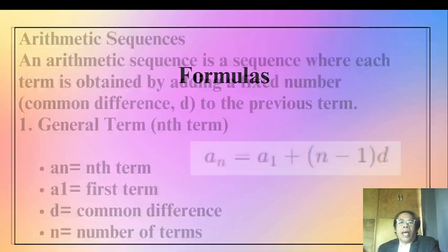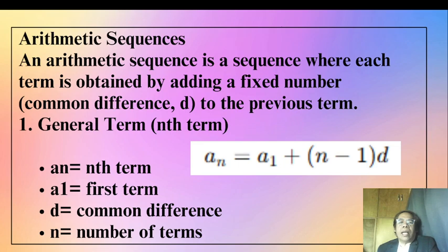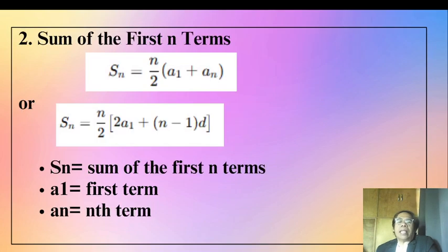Formulas. We have the arithmetic sequence. An arithmetic sequence is a sequence where each term is obtained by adding a fixed number, the common difference d, to the previous term. So the general term, the nth term formula, is an = a1 + (n - 1)d. And then the sum of the first n terms is Sn = n/2 (a1 + an), or Sn = n/2 (2a1 + (n - 1)d).